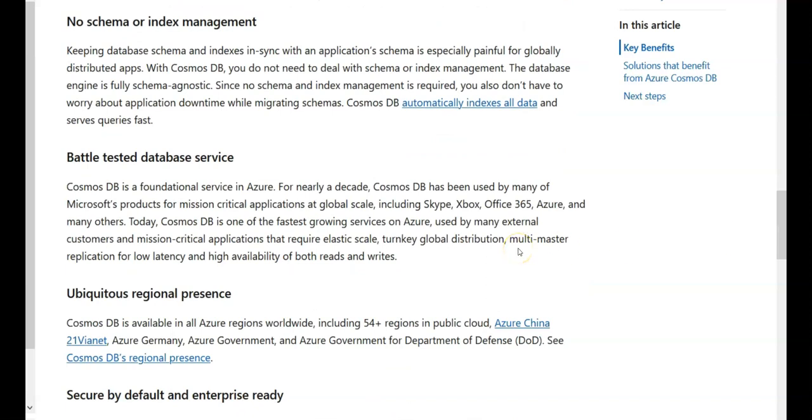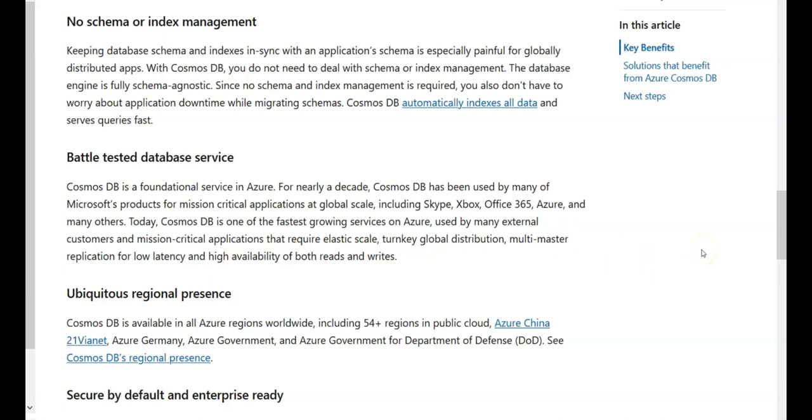Okay, Cosmos DB is a foundational service in Azure. For nearly a decade, Cosmos DB has been used by many of Microsoft's products for mission-critical applications at global scale, including Skype, Xbox, Office 365, Azure, and many others. Today, Cosmos DB is one of the fastest growing services on Azure, used by many external customers in mission-critical applications that require elastic scale, turnkey global distribution, and multi-master replication for low latency and high availability.